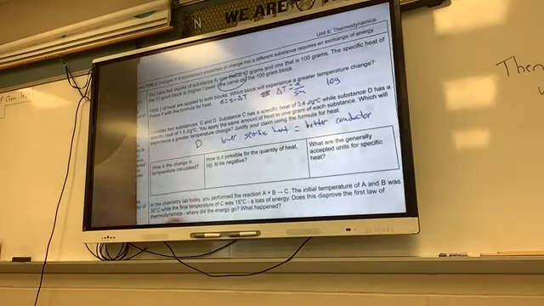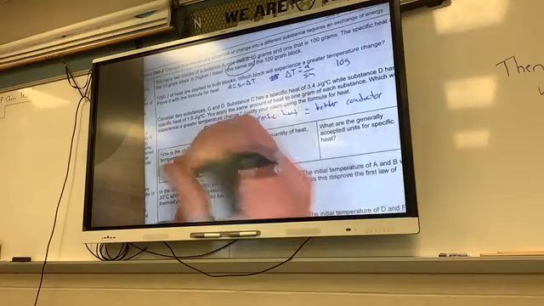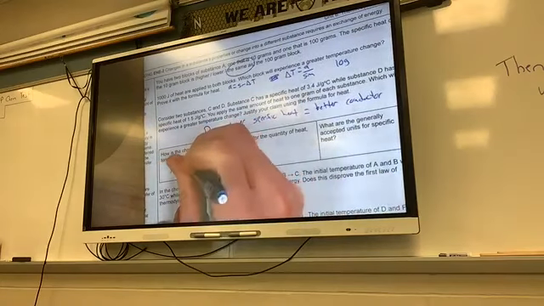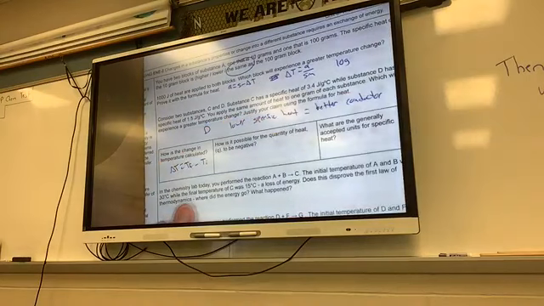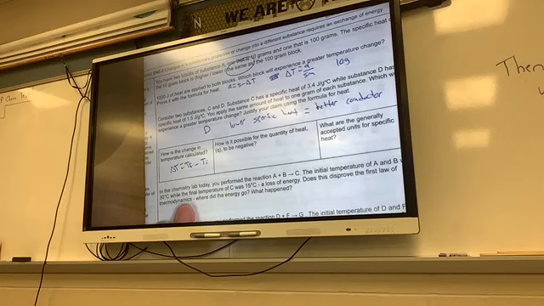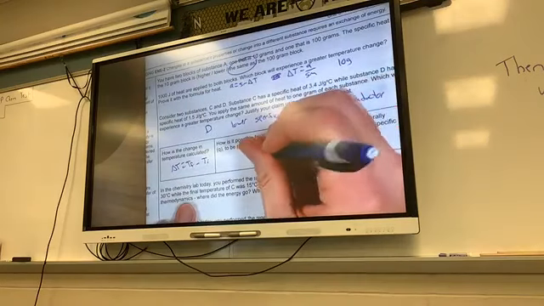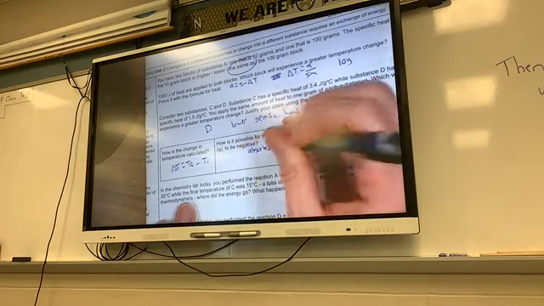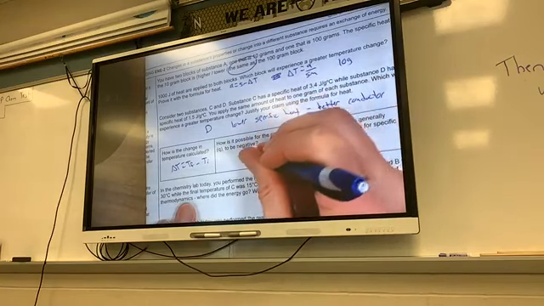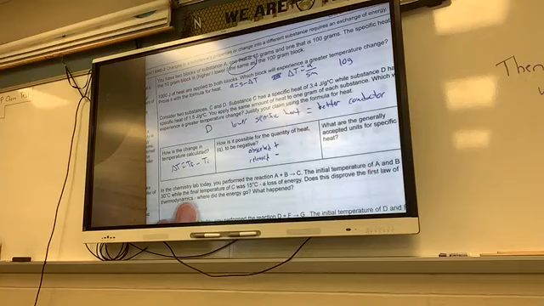Okay. How is the change in temperature calculated? ΔT equals TF minus TI. How is it possible for the quantity of heat to be negative? If it's absorbed, it's going to be positive. If it's exothermic, it's going to be negative. So let's just write that down. Absorbed, positive; released, negative.